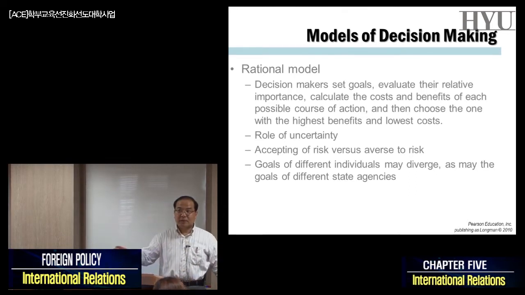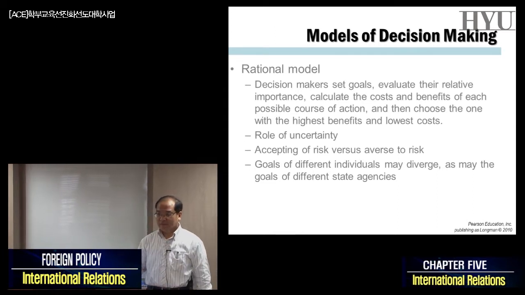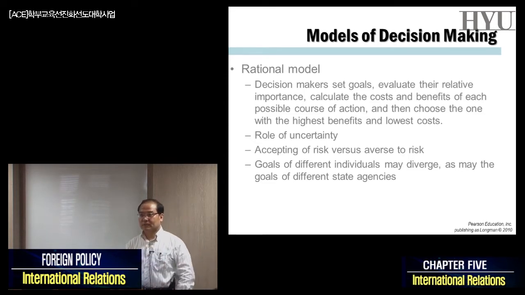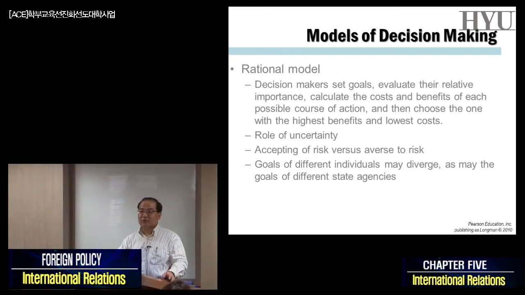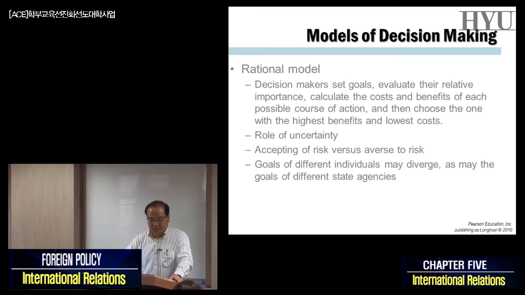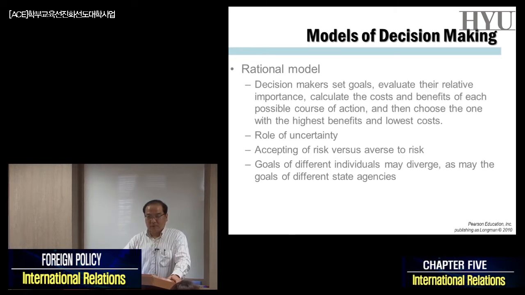Affective bias could be either positive or negative. Like I mentioned, leader Kim Jong-un, when he makes a decision on a certain issue, his emotions vis-a-vis South Korea might affect it, his disliking of South Korea. Or sometimes certain decision makers' liking of a certain country can affect the decision-making process.